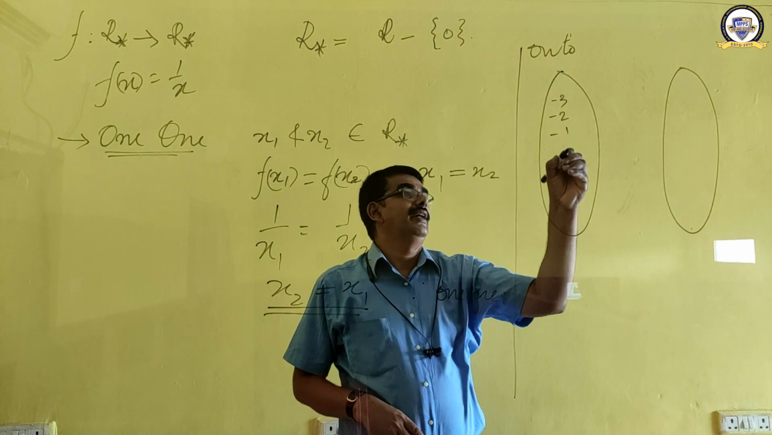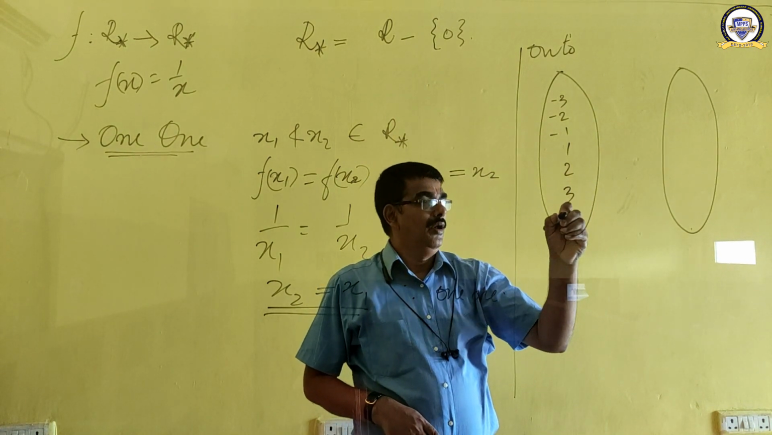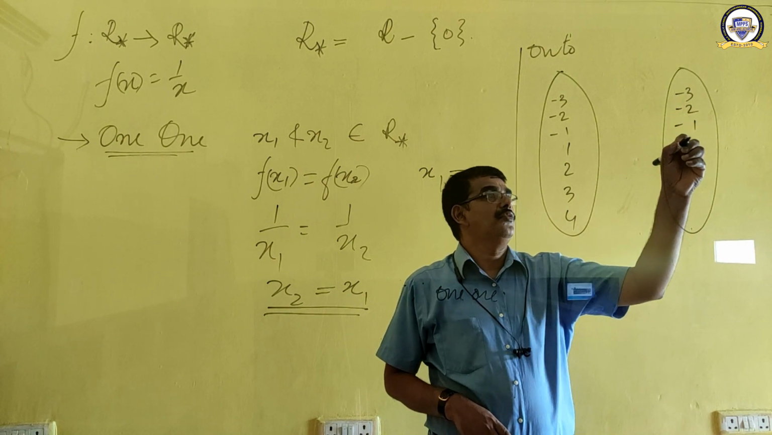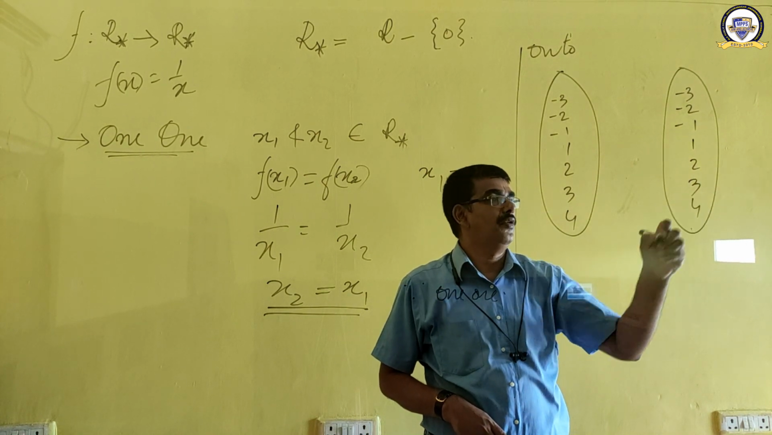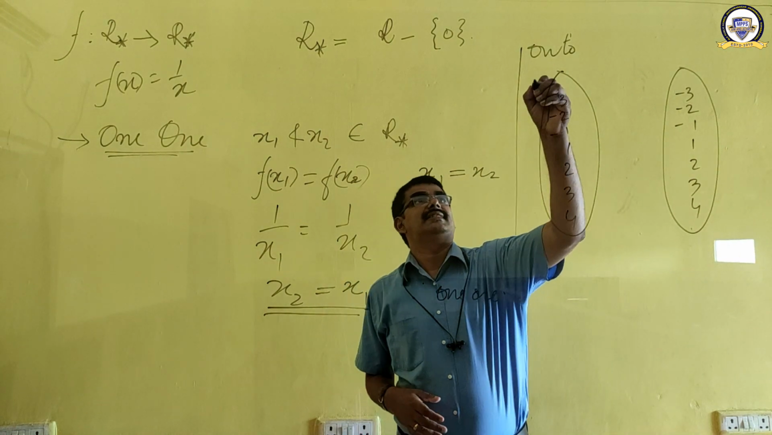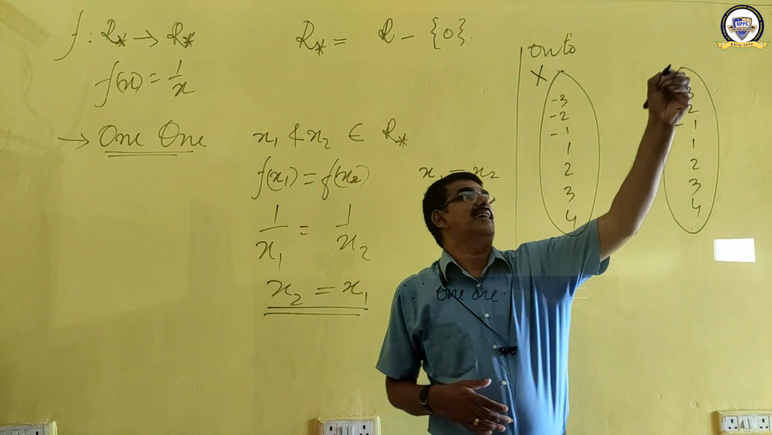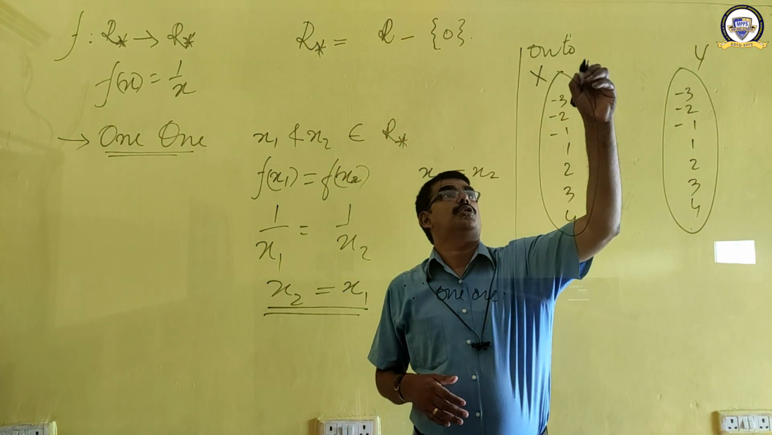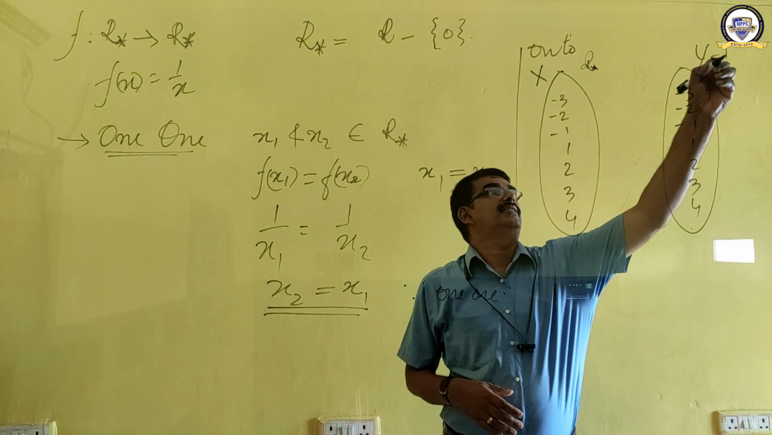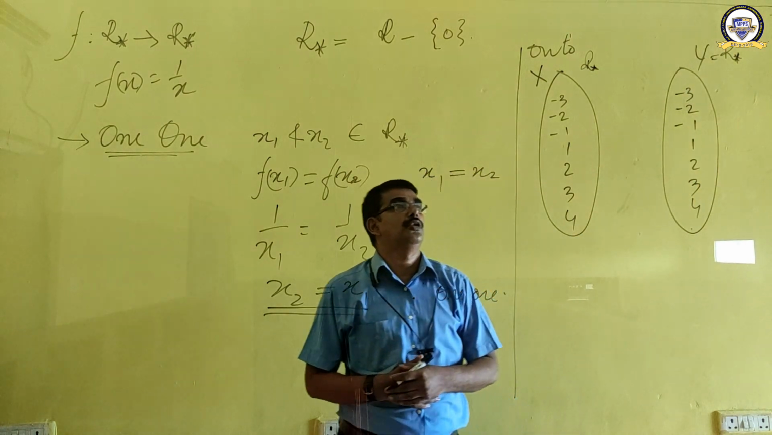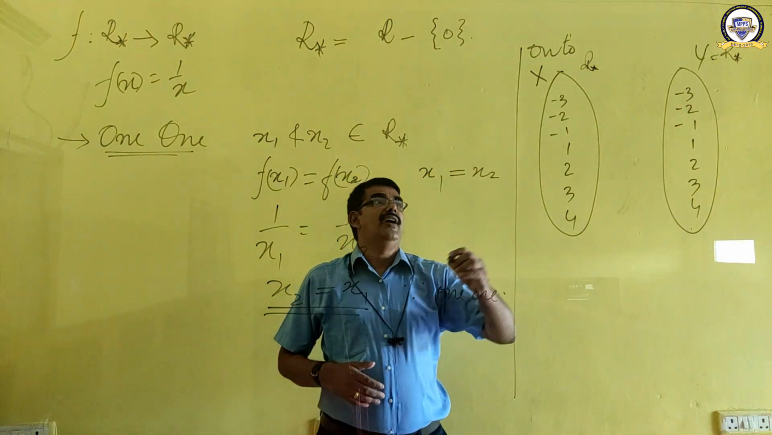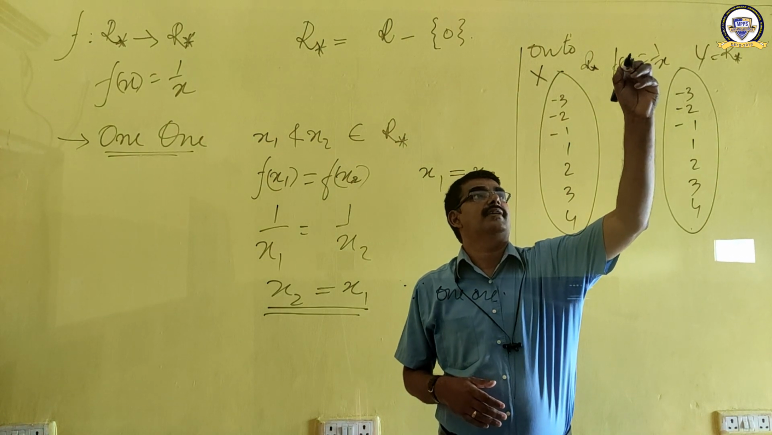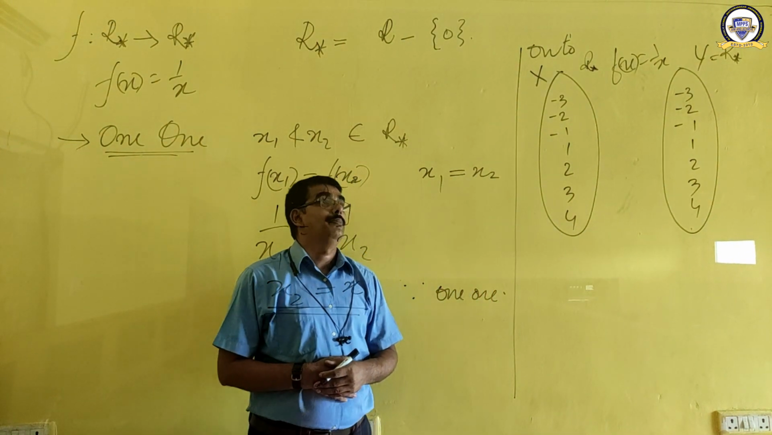0 is excluded, that is why 1, 2, 3, 4 like this. Here also negative 3, negative 2, negative 1, 1, 2, 3, 4 like this. Let us consider this as the set X, this as the set Y. And x is equal to R star, and y is also equal to R star. Now the function between these is f of x is equal to 1 by x.